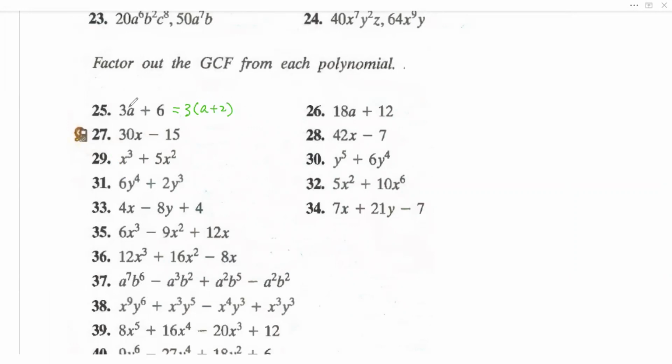So if you distribute inside, you get back here, right? All right, see 26. The greatest common factor for 18, 12 is 6, right? You got 3a plus 2, right? All right, 27. So you got a 15, 2x minus 1, right? If you distribute inside, it is actually the reverse process of this greatest common factor, right? This is 7 and the 6x minus 1.